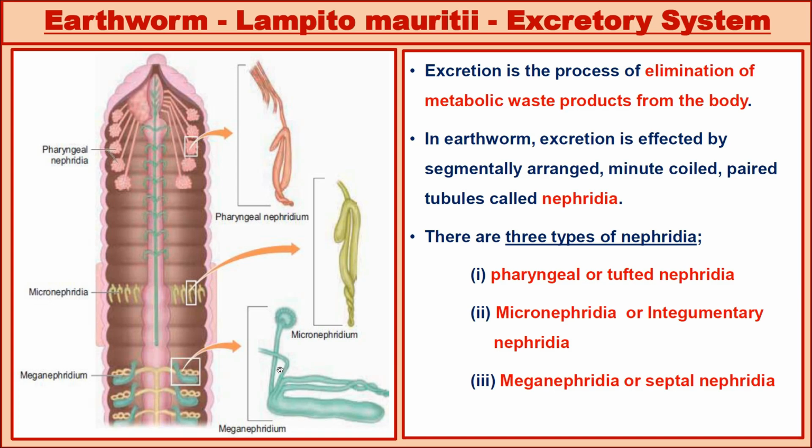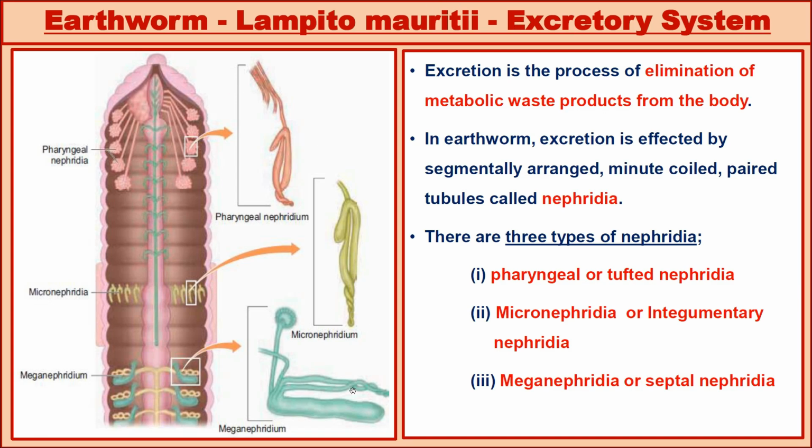Next we shall see the excretory system of the earthworm. Excretion is the process of elimination of metabolic waste from the body, and in the earthworm it happens through the nephridia. Nephridia are segmentally arranged. They are minute coiled paired tubules present in the segments. There are three types of nephridia in the earthworm's body: first, the pharyngeal or tufted nephridia; secondly, micronephridia or the integumentary nephridia; and thirdly, meganephridia or the septal nephridia.